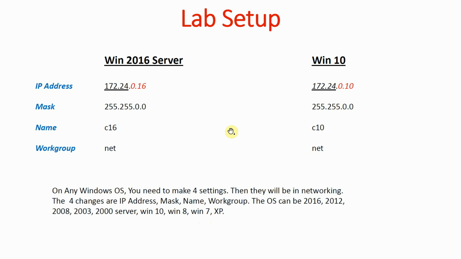So in our case, what we will do, we will go to both systems individually, Windows 2016 and Windows 10. Then we will give the address according to our requirements. So we will be looking at that, how to give those addresses and what are the other settings you have to make.